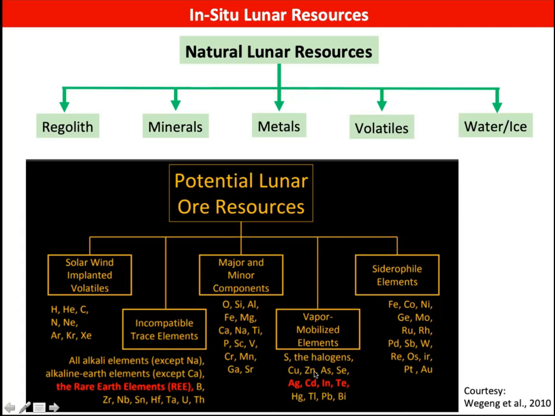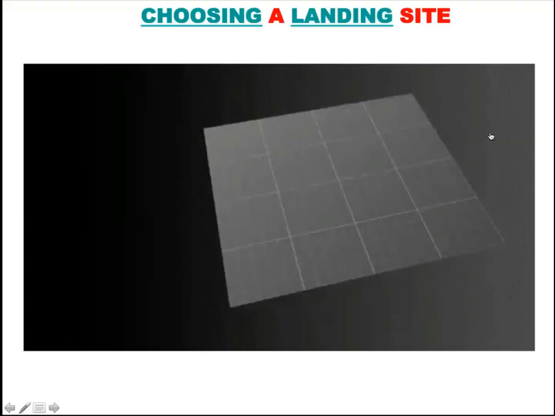Then vapor mobilized elements are there, then siderophile elements are also there. From that, a huge volume of water ice. In the subsequent session, we will be focusing more on the formation of water ice. Now, geologists can also play a major role in choosing a landing site.